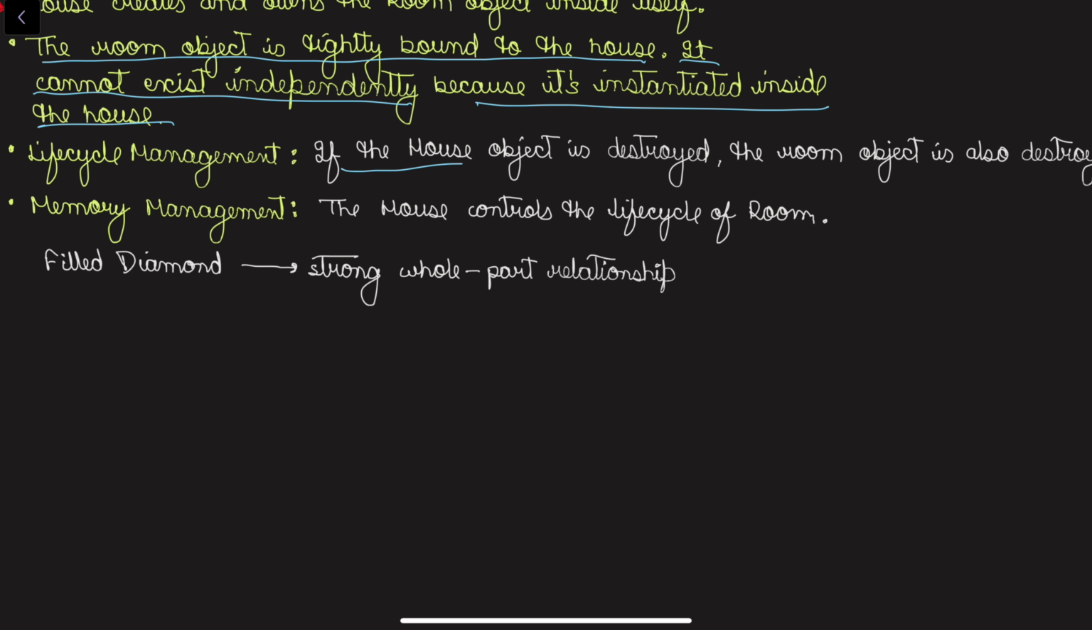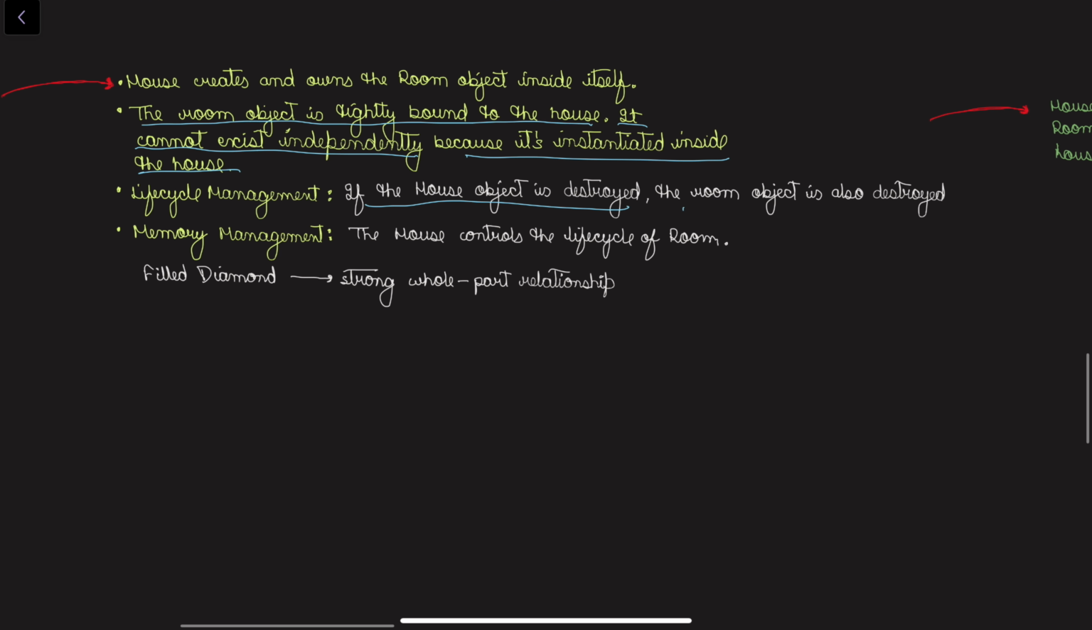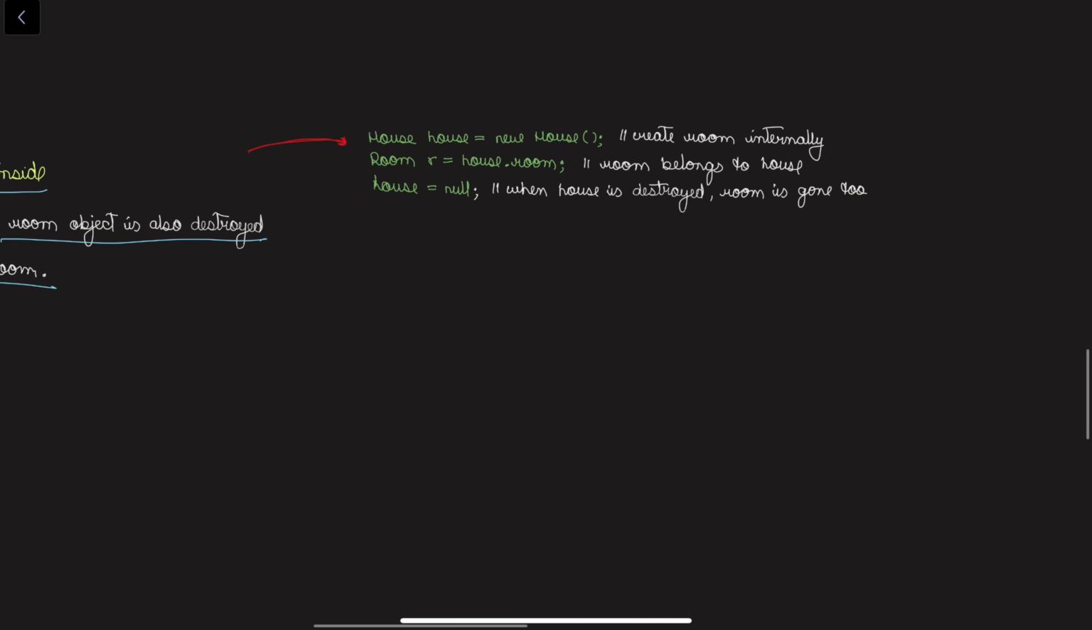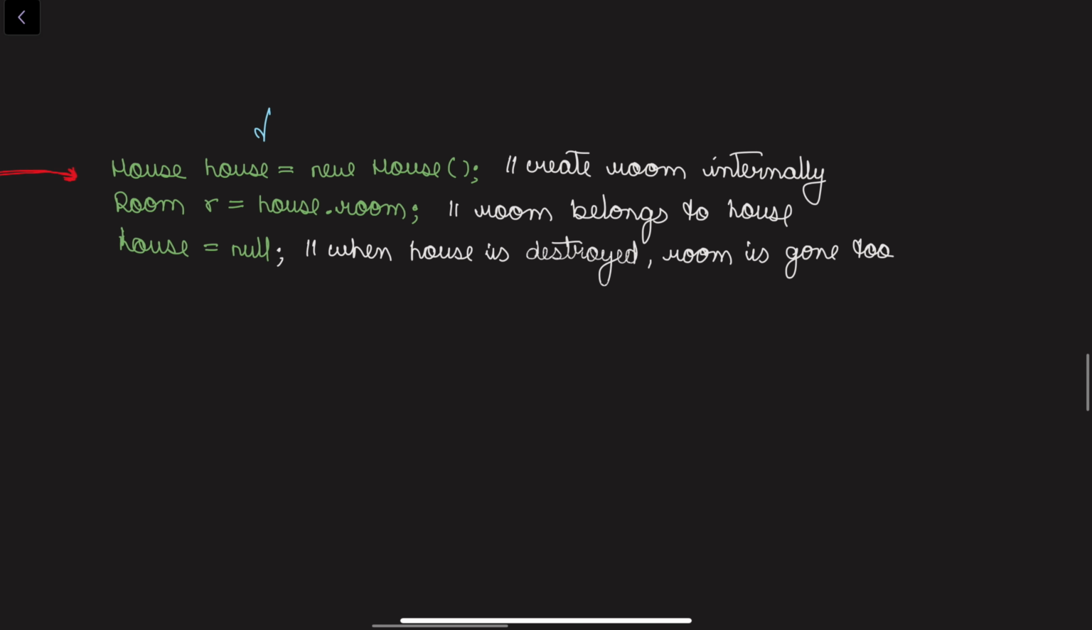Lifecycle management: if the house object is destroyed, the room object is also destroyed. Memory management: the house controls the life cycle of the room. How can we remember? Filled diamond means strong whole-part relationship. Let's see the code. Here we have House. Here we are doing Room r equals house.room. Room r we have declared, and here we are initializing.